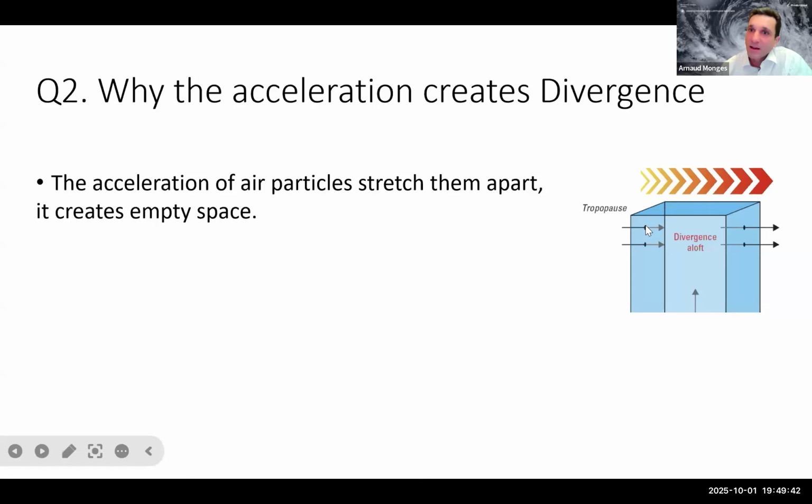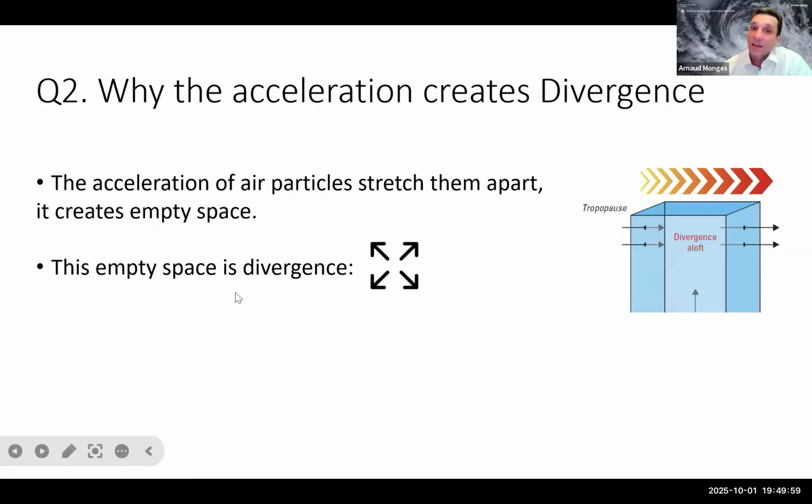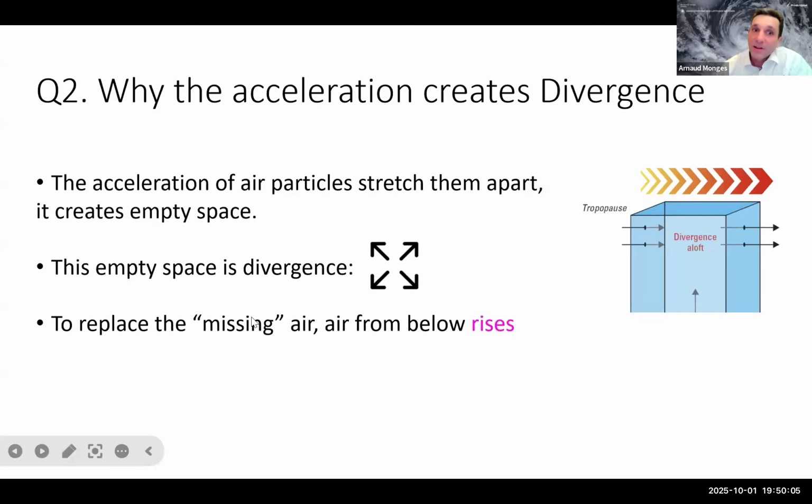If I use the same car analogy, if you are stuck in traffic, not going fast, and suddenly cars are going to move fast in front of you, it's going to create some space, empty space. This is exactly what's happening here with the air. And this empty space is divergence. It doesn't look like this, but it is the same. There is empty space. And because there is missing air, it has to come from somewhere.